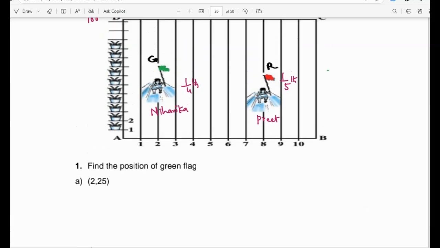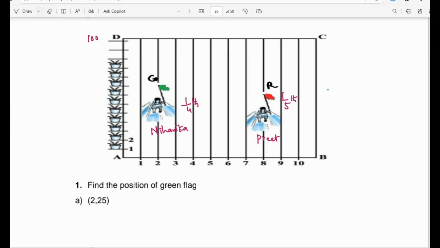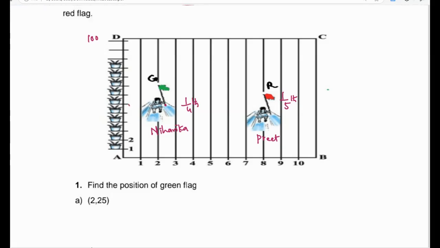So here, what is the position of the green flag? Here it is a green flag, posted on the second line. So what is the value we have here? It is 1 by 4th of the 100 pots we have. 1 by 4th position: 4 ones are 4, 4 25s are 100. So on the second line, x will be 2 and y value will be 25. So the position of the green flag is 2 comma 25.